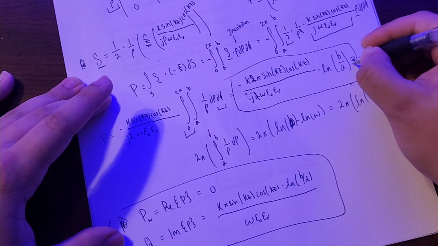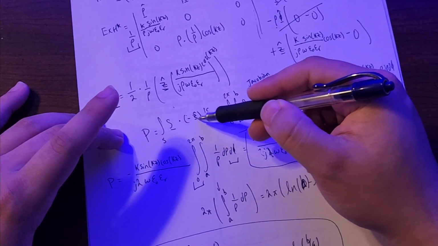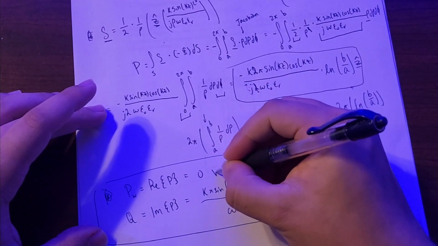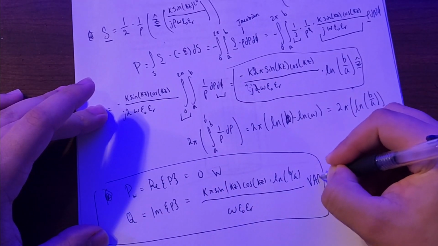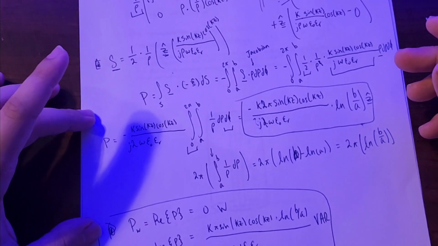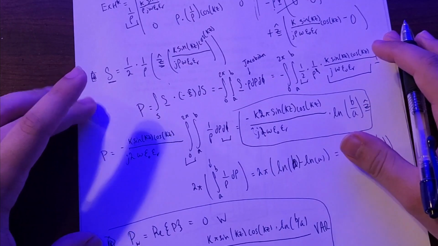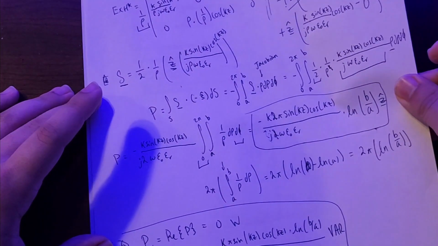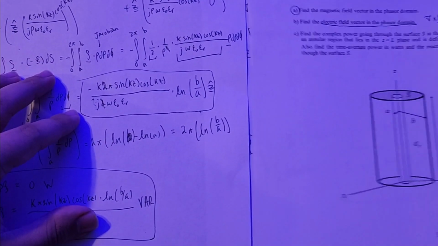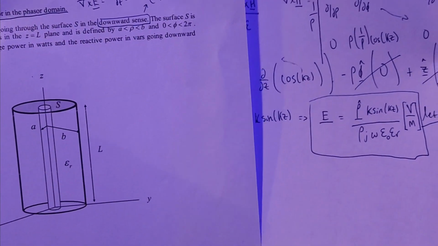Also, we can't forget that this is a z component just from over here also. All right, but that tells us, make sure this is in watts and VAR, of course. This is our answer. So hopefully that makes sense. That's how we do this problem, problem 1 from the fall of 2020.